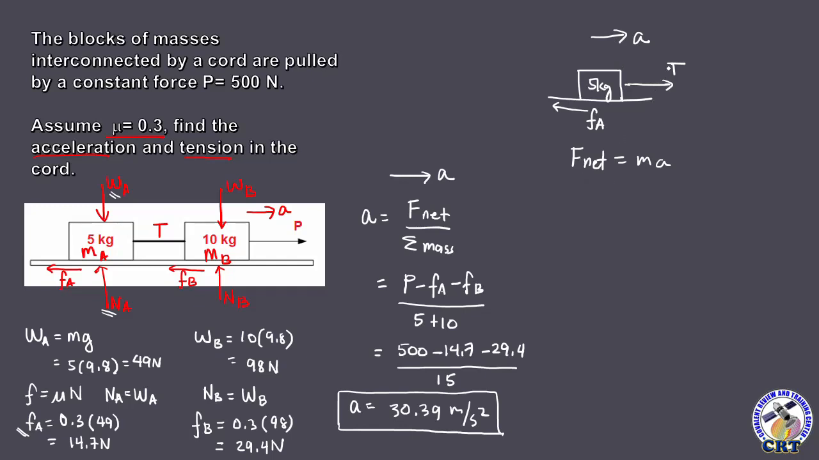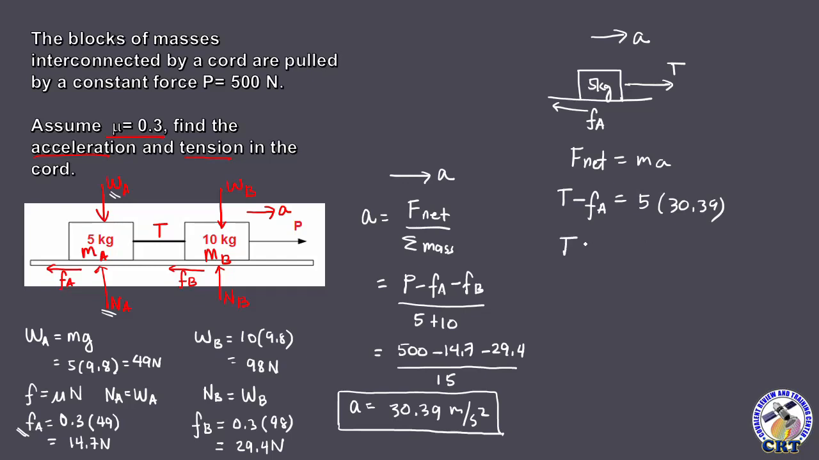So every force going to the right is positive. For this drawing, the only positive force is T, the tension. And the negative force for this free body diagram is FA. This is equivalent to the mass involved, 5 kilograms, times the acceleration of the system, 30.39.